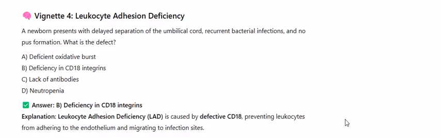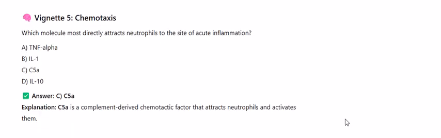Explanation: leukocyte adhesion deficiency, LAD, is caused by defective CD18, preventing leukocytes from adhering to the endothelium and migrating to infection sites. Vignette 5. Chemotaxis. Which molecule most directly attracts neutrophils to the site of acute inflammation? A. TNF-alpha. B. IL-1. C. C5a. D. IL-10. Answer C. Explanation: C5a is a complement-derived chemotactic factor that attracts neutrophils and activates them.